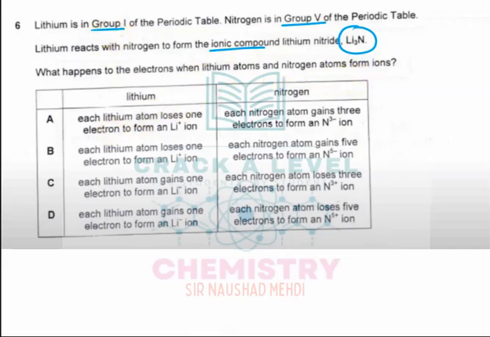So since lithium is in group 1, that means it has one electron in the last shell, so it would be forming an ion of plus 1, it will be losing one electron obviously. Group 5 means that nitrogen has 5 electrons in the last valence shell, so it would be gaining 3 electrons in order to complete the last shell, so it forms N3 minus. So over here each lithium atom loses 1 electron to form the Li plus ion, yes, and each nitrogen atom gains 3 electrons to form the N3 minus ion, yes. Both the statements are correct over here. So obviously option A would be the correct answer for this one.